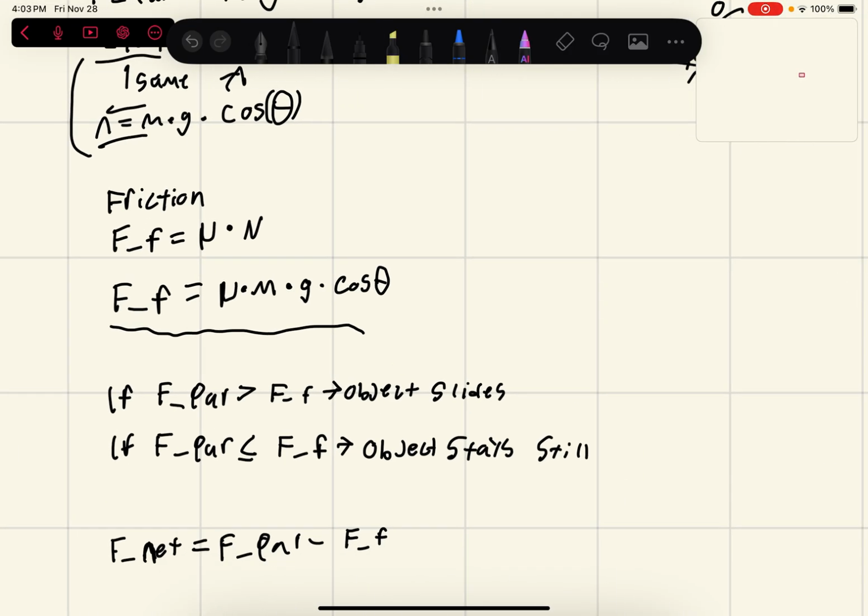Okay, now here we get more in depth. If friction parallel is greater than the force of friction opposing motion, then the object slides. If F parallel is less than or equal to the friction force opposing motion, the object stays still.